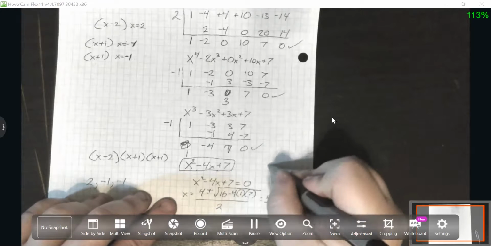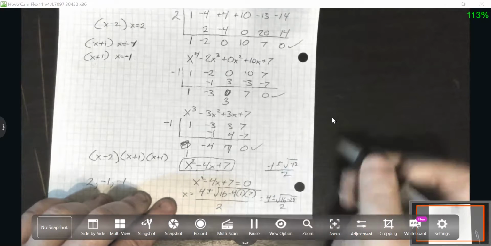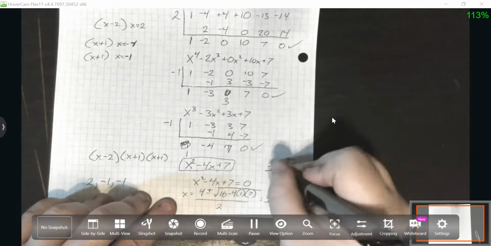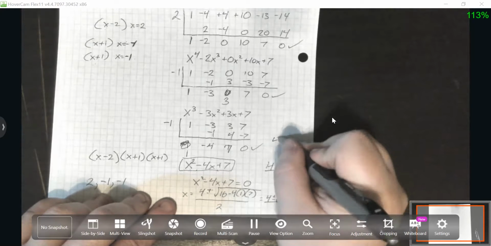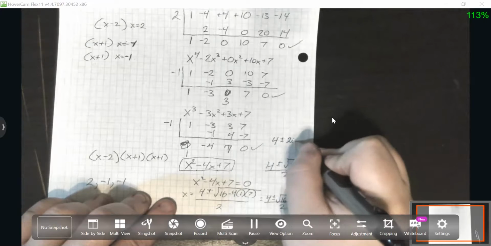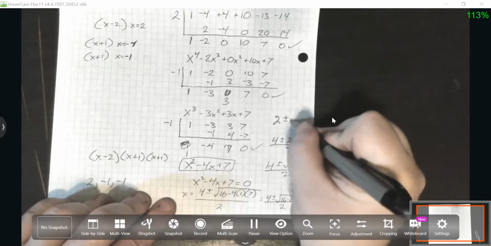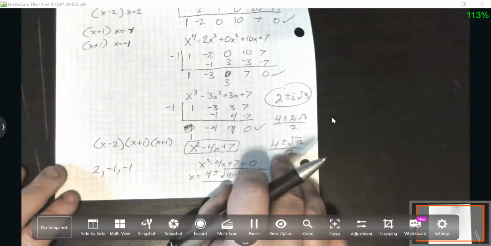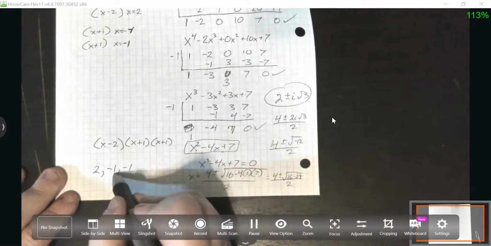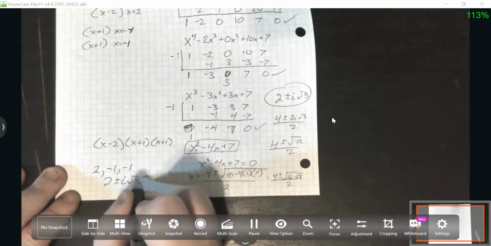I'm running out of room here. So that's 4 plus or minus the square root of negative 12 over 2. Square root of negative 12 we can reduce. That's 2i root 3. So that's 4 plus or minus 2i root 3 over 2. 2 goes into both of them, and we get 2 plus or minus i root 3. There's my other 2 answers. So my 5 answers are 2, negative 1, and 2 plus or minus i root 3.